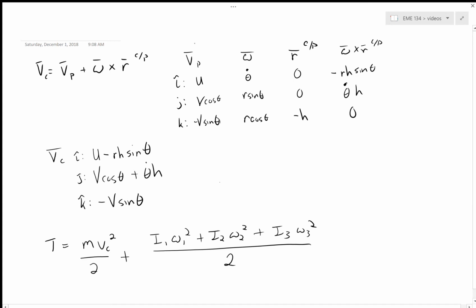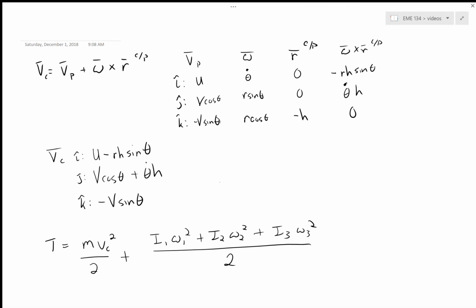So I've written the velocity at P, and the key things to note are that V has a component in both the J and the K hat directions, and that there's only the U component in the I hat. And then we have omega that we have to be very careful to write because there's this R sine theta, R cosine component, and the R vector is pretty simple.